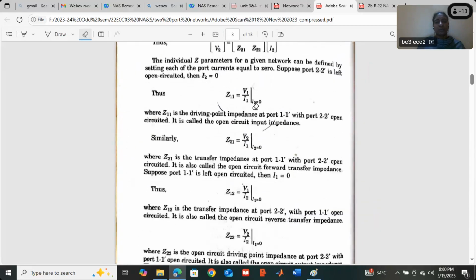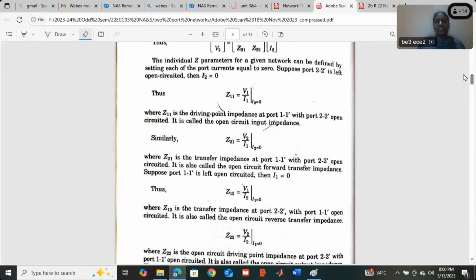If you put I2 equal to 0, you get 2 formulas. If you put I1 equal to 0, you get 2 formulas. This also you can write. Once the equations are ready, you substitute I1 equal to 0, 2 formulas will come; you substitute I2 equal to 0, 2 formulas will come. That is 4 formulas for the Z parameter.